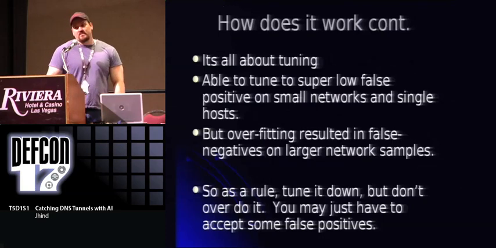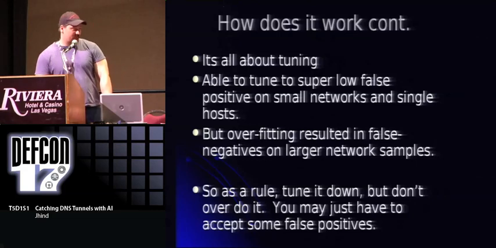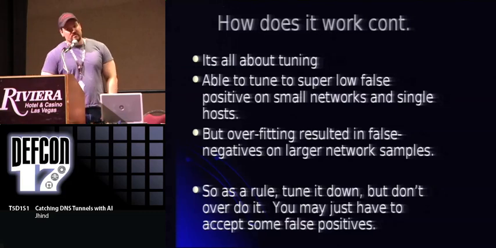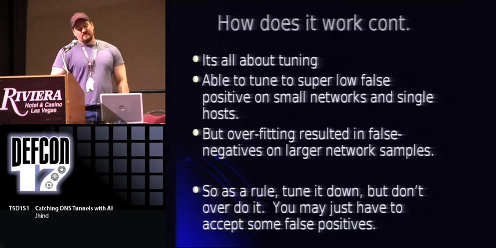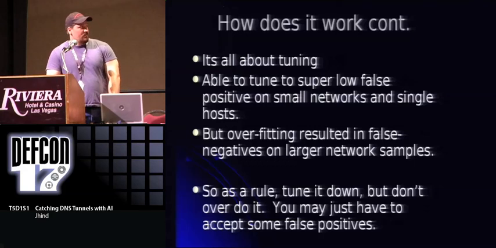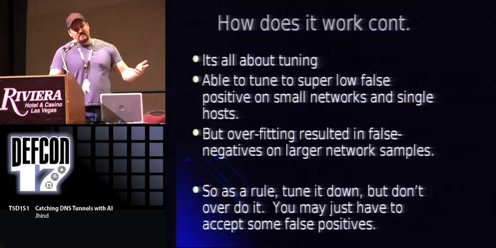So it works as well as you can tune it. And that's just the way of neural networks, right? A good example of a pretty well-tuned neural network would be the Gmail spam filter. Not bad. This is nowhere near that sophistication. I want to make sure everybody understands that. You're able to tune super low false positive on a small network, right? Overfitting results in false negatives. That's the way of it.